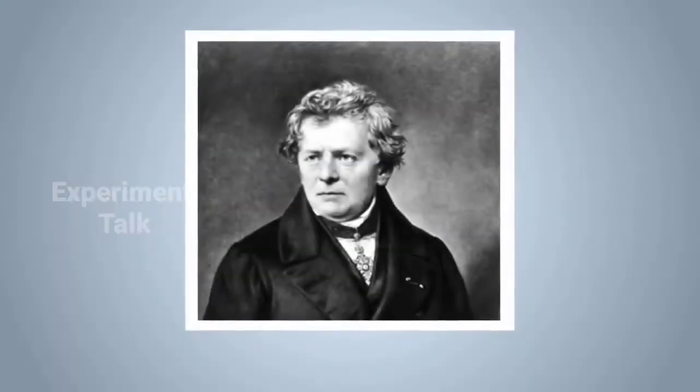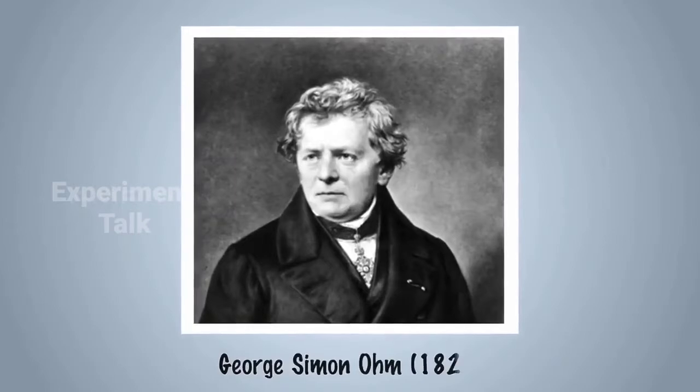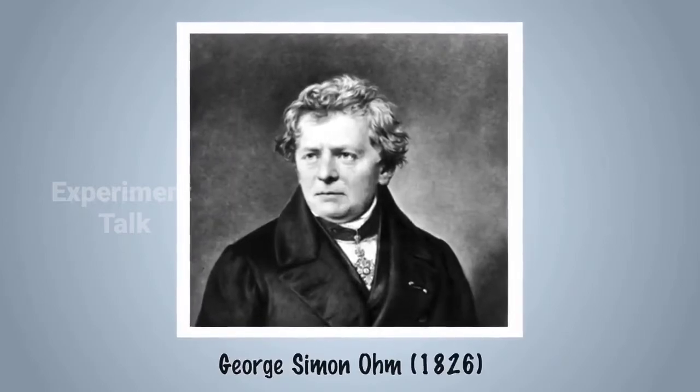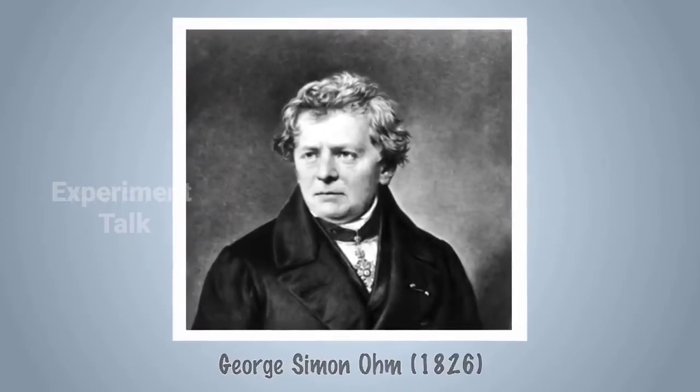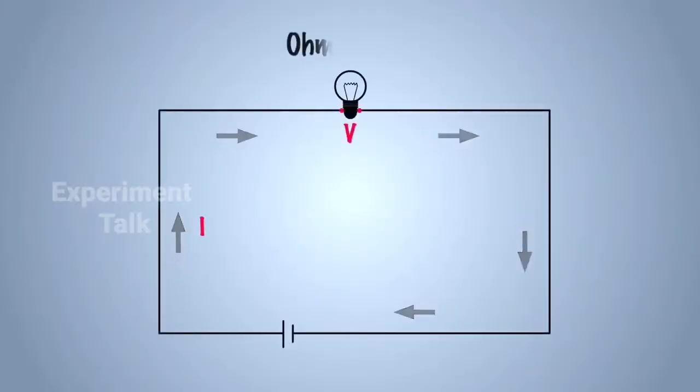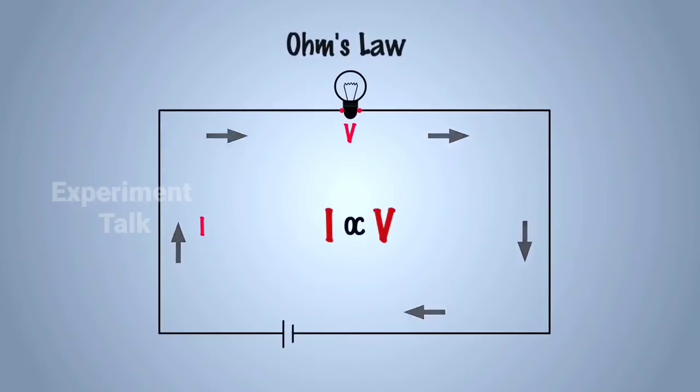Ohm's law was derived experimentally by the German physicist Georg Simon Ohm in 1826. According to Ohm's law, the electric current flowing through a conductor is directly proportional to the potential difference across its ends, provided the physical conditions such as temperature, pressure, etc. of the conductor remain the same.